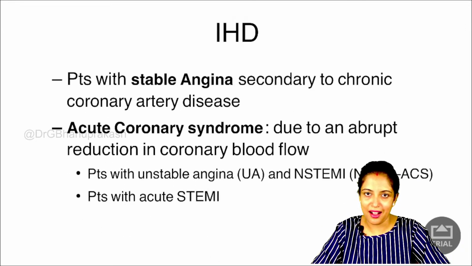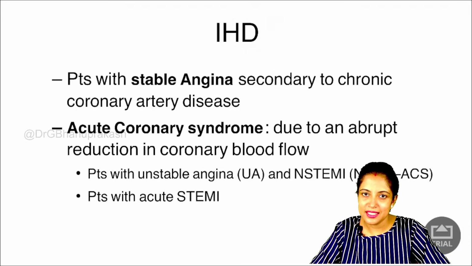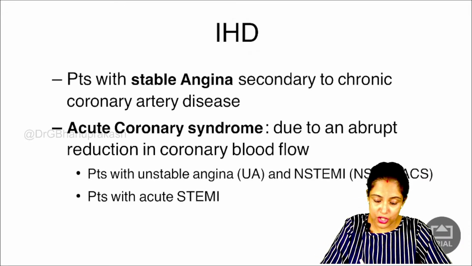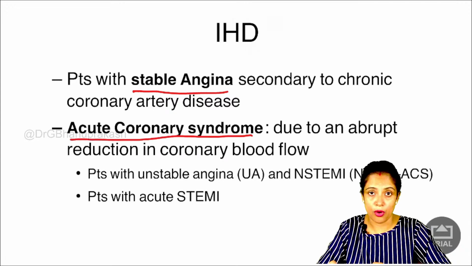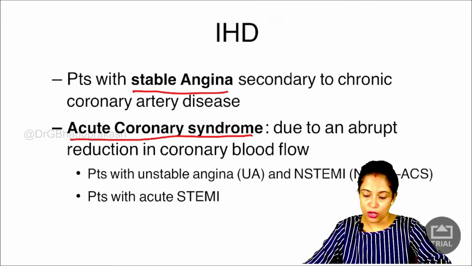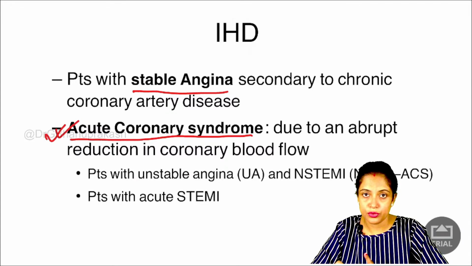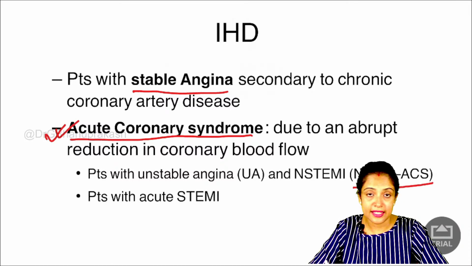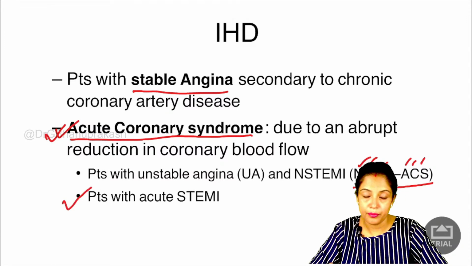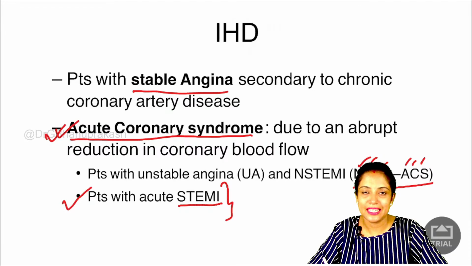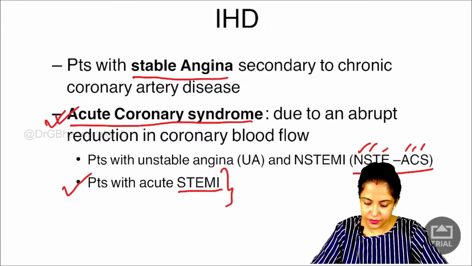Coming to ischemic heart disease, we know that it can be divided into stable angina and acute coronary syndrome. Stable angina, we already know about. Acute coronary syndrome includes two things: NSTE-ACS, which is today's topic of discussion, that is non-ST elevated acute coronary syndrome, and the other one is acute STEMI, that is ST elevated myocardial infarction. I'm going to talk about STEMI in my next live session.